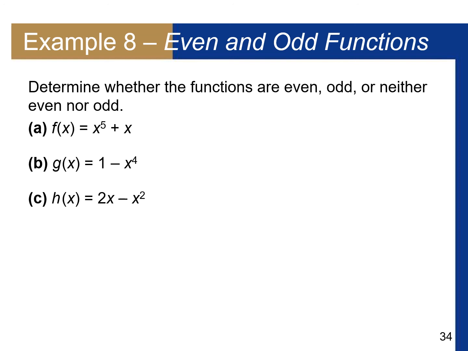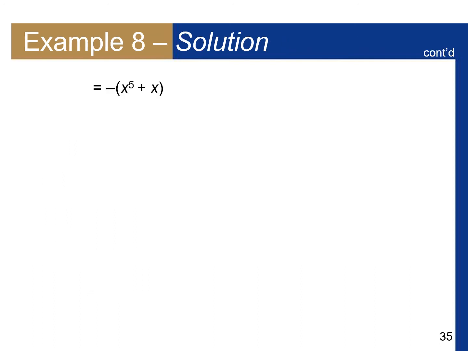So determine whether they're even, odd, or neither. So right away I'm going to give you a hint. Look at the exponents. Both of these exponents are odd. Look at the second one. The exponent is even. And look at the third one. The exponent is even here, but it's odd here. So the first one, I get negative x to the 5th minus x. That would give me the negative of what I had when I factor that negative out. So that tells me it's an odd function.